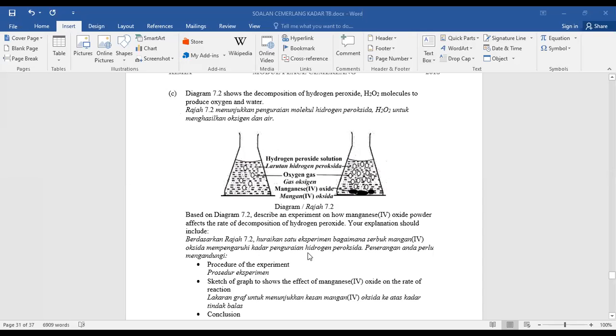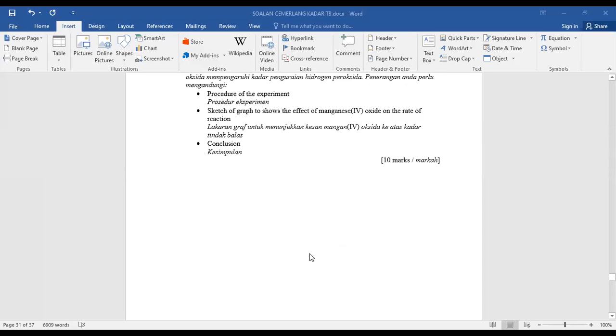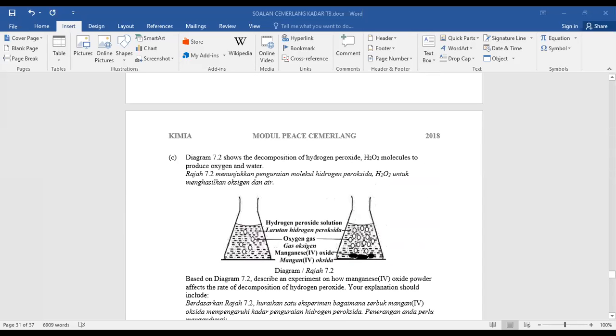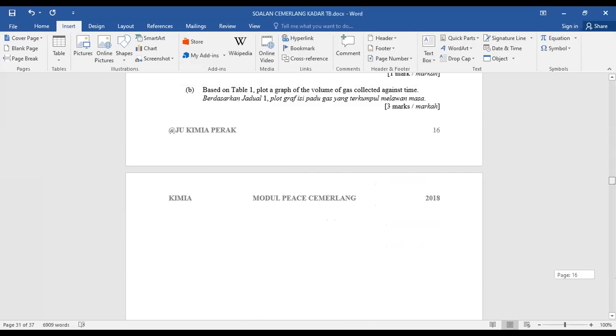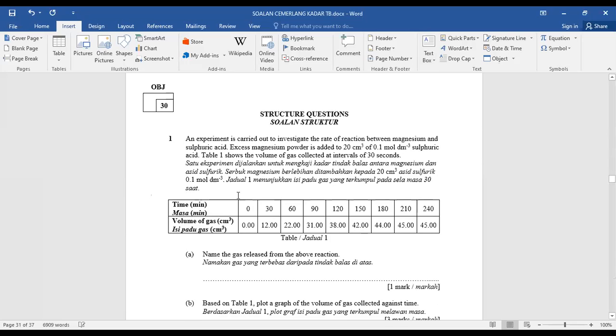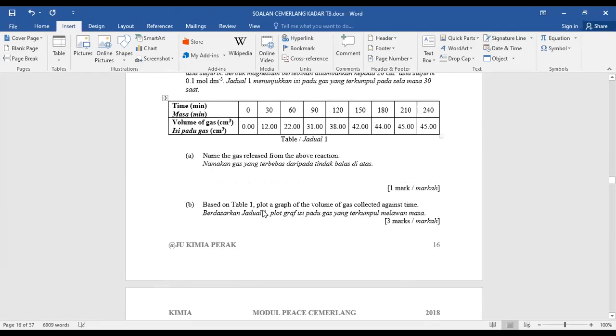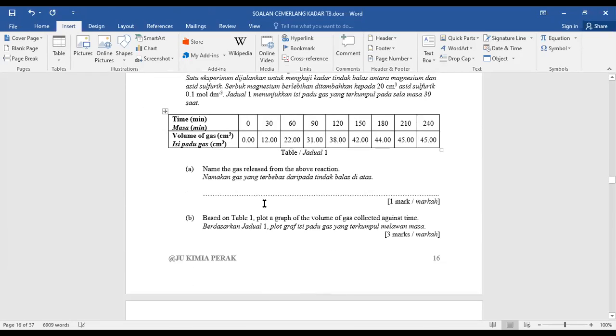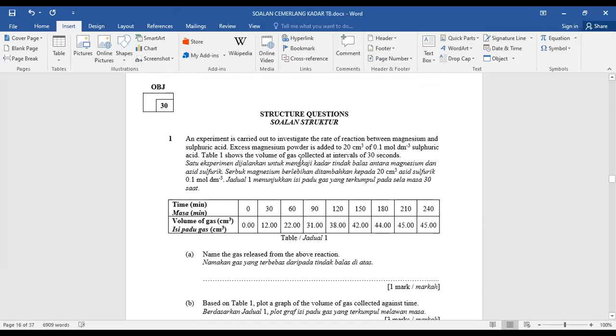I need you to do this part C as your homework. Part C as your homework, and also the structure question. You do structure question number 1 and 2, and also the essay question just now, number 7C, as your homework.